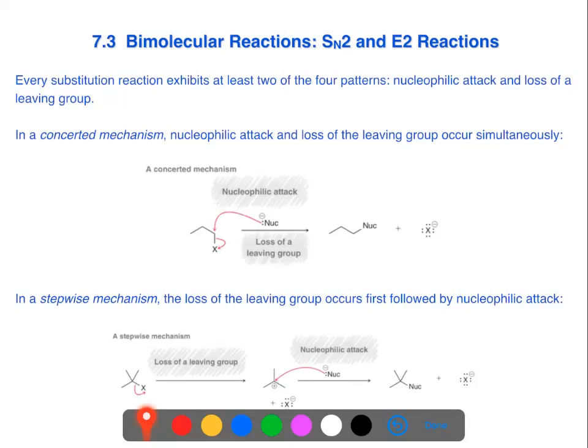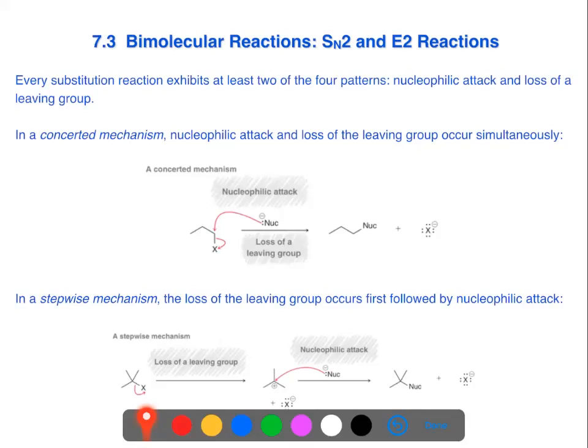Now, the other type of mechanism that we'll often observe, and specifically for substitution, another version of substitution involves what's referred to as a stepwise mechanism. Now, in a stepwise mechanism, you have first the loss of the leaving group for this type of substitution mechanism. That leaves you with an intermediate carbocation, and then following the formation of that carbocation, we can have nucleophilic attack.